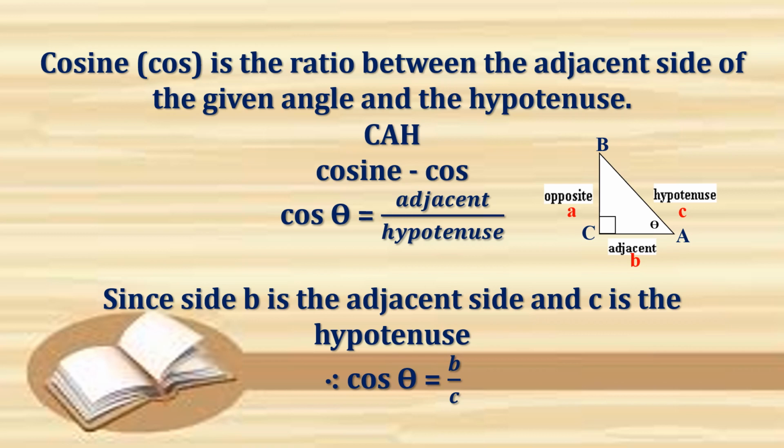That will be the formula that we are going to use if we are about to find the angle theta using CAH. For you to better understand our illustration, we have triangle ABC. Angle A is the unknown angle, and angle C is the right angle. If angle A is the angle theta, the side adjacent to angle A is side B, and the hypotenuse will be AB or side C.